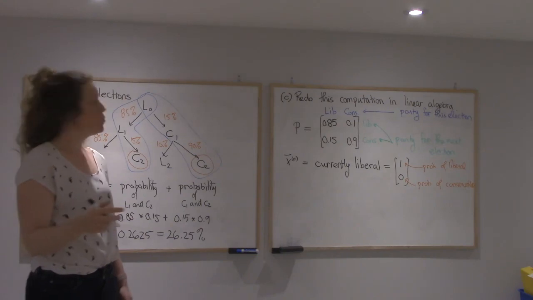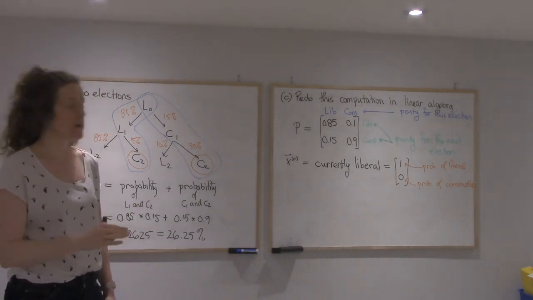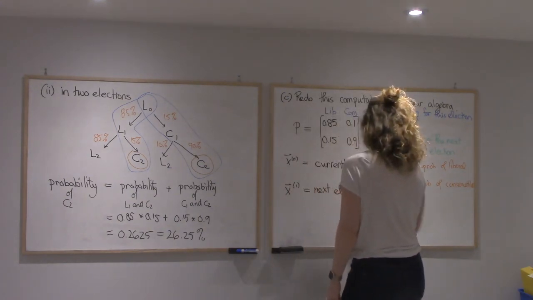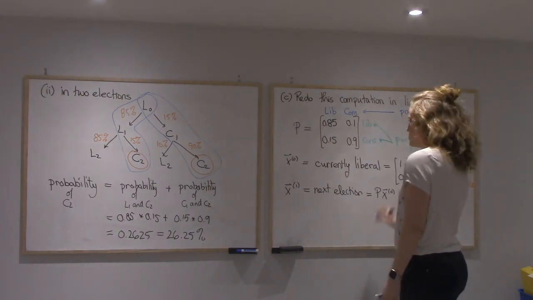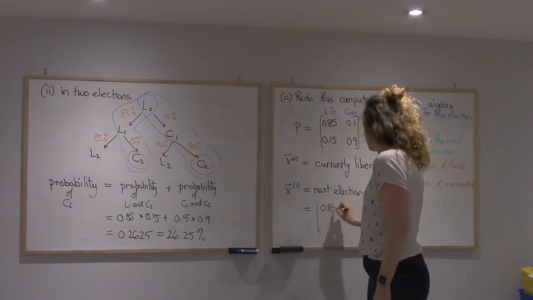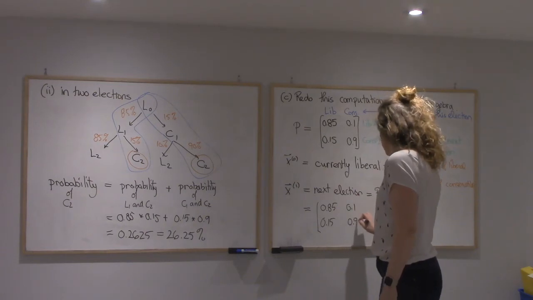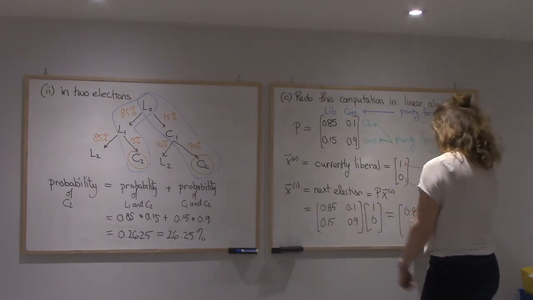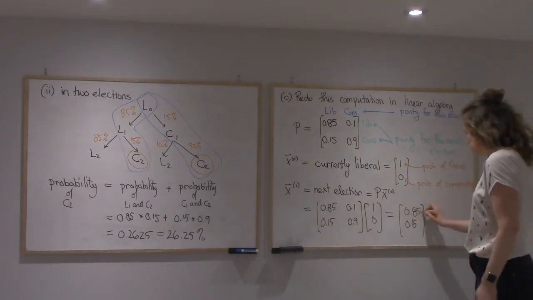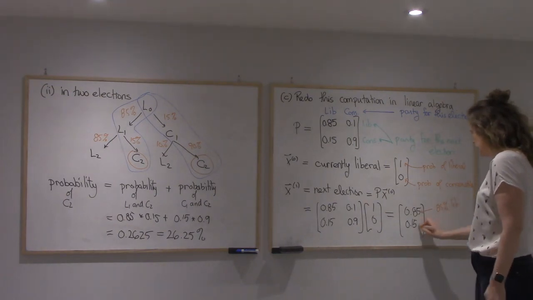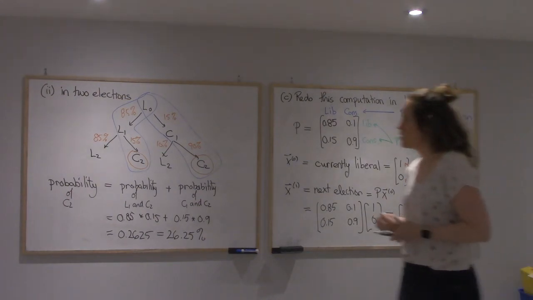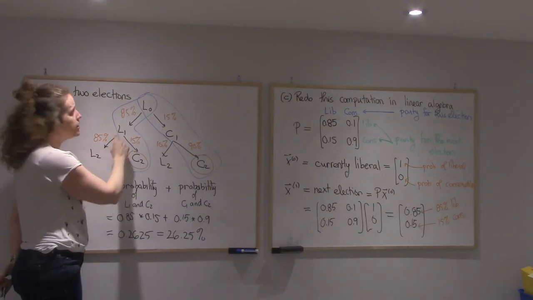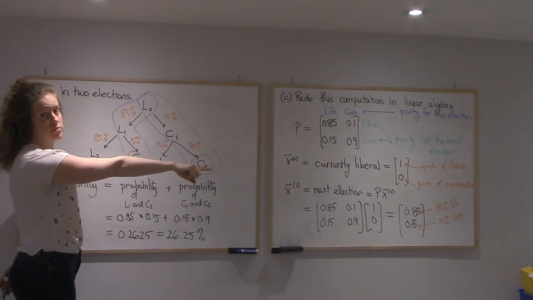To figure out the next state, the odds of our voter voting Liberal or voting Conservative, I'm going to multiply by P. X1 will be the next election, and I claim that it will be P times X0. So let's try it: 0.85, 0.1, 0.15, 0.9 times 1, 0. That gives us 85% of being Liberal and 15% of being Conservative. That corresponds to this level of our tree, 85% on the Liberal side, 15% on the Conservative side. That's what this vector tells us.